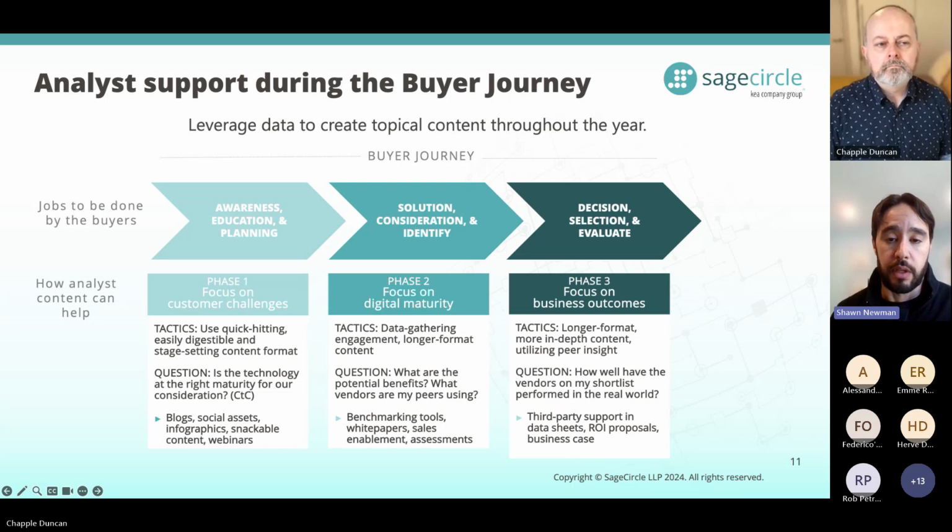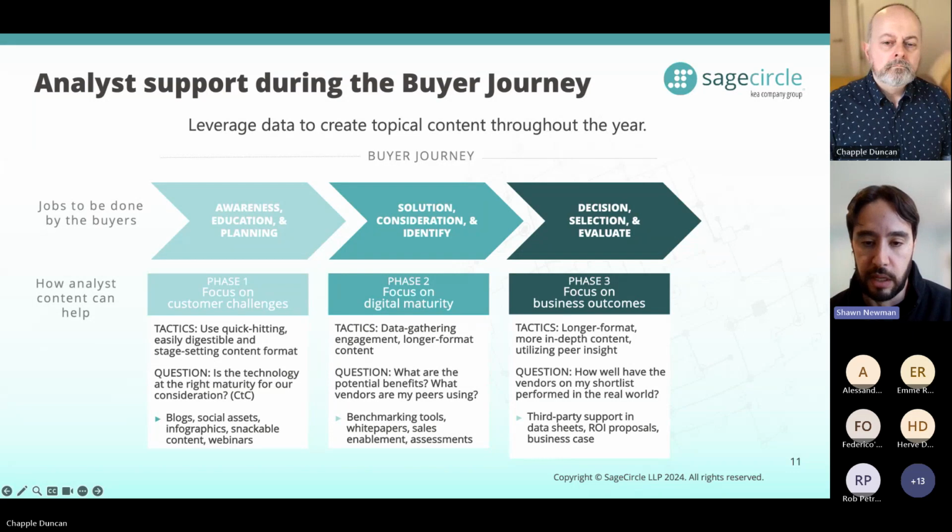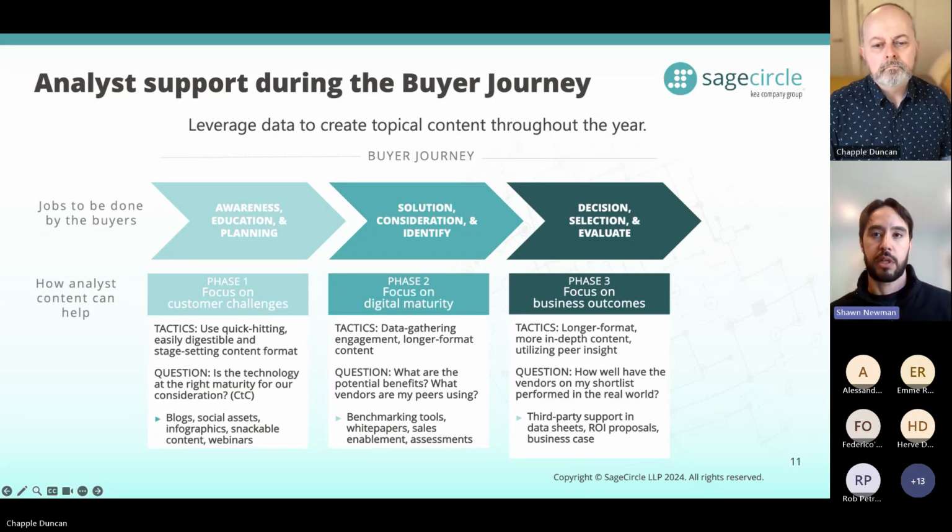And then last, they've got this short list. They're making the decision and selecting a vendor. This is where your longer format content, peer insight can be hugely valuable. But this is like business cases, ROI, et cetera. So when you're thinking about high level content, applying it to jobs to be done in your buyer journey, making sure that your content fits into these different buckets so that you have different tools in your toolkit at various stages is helpful.